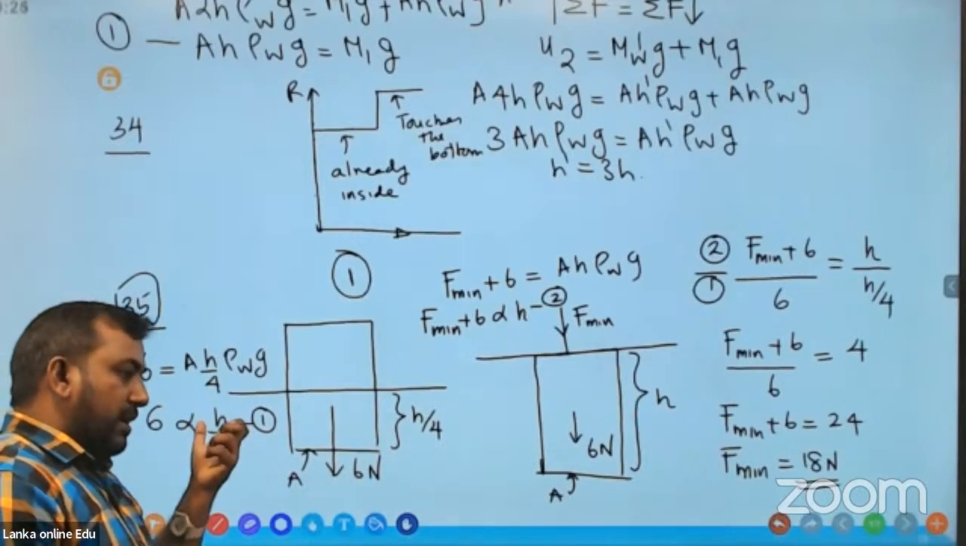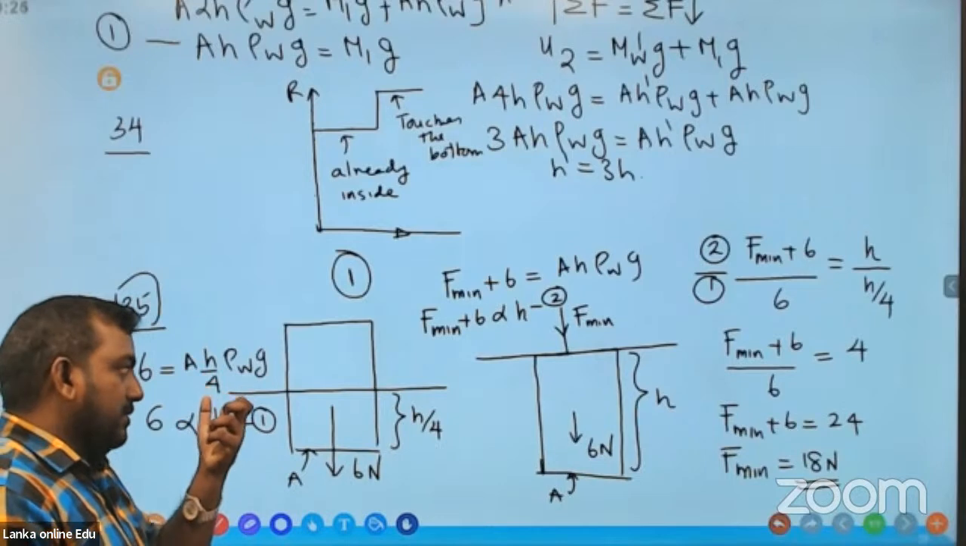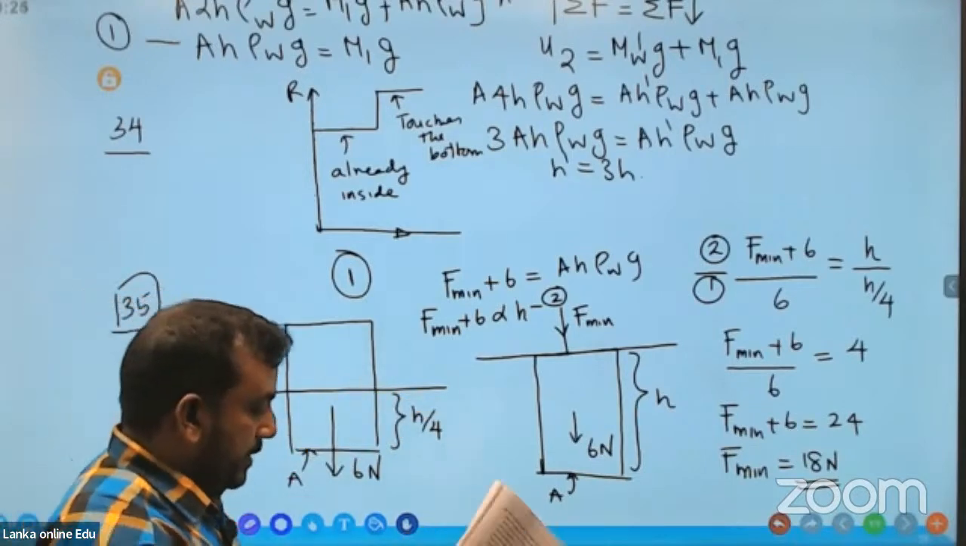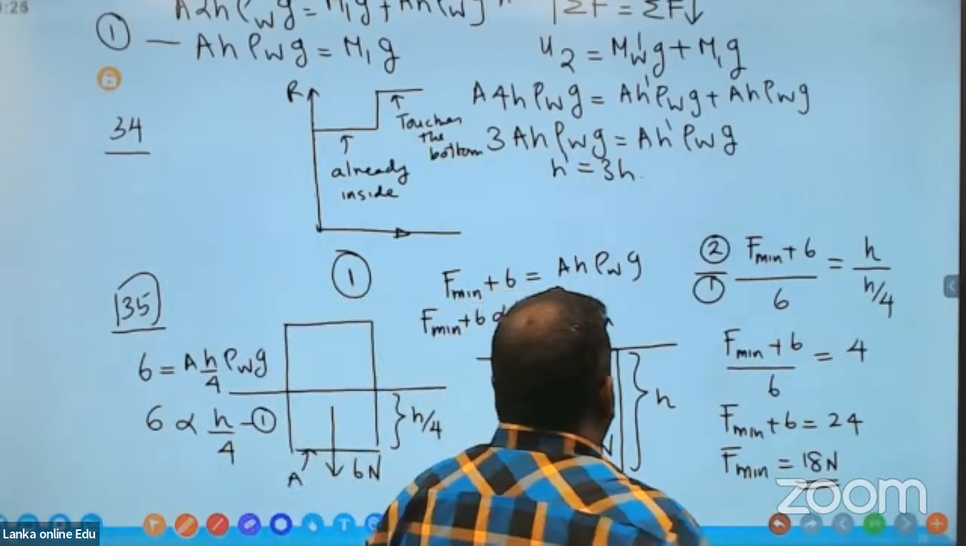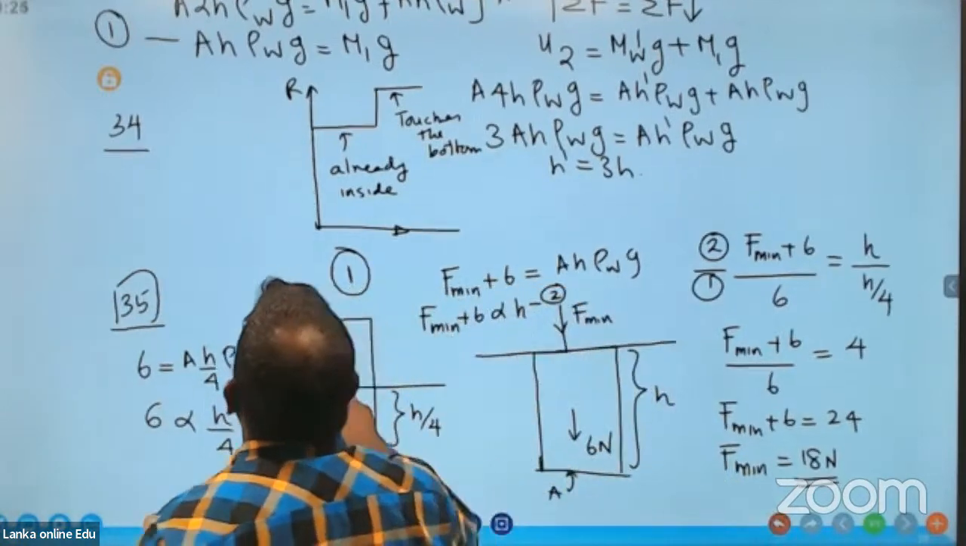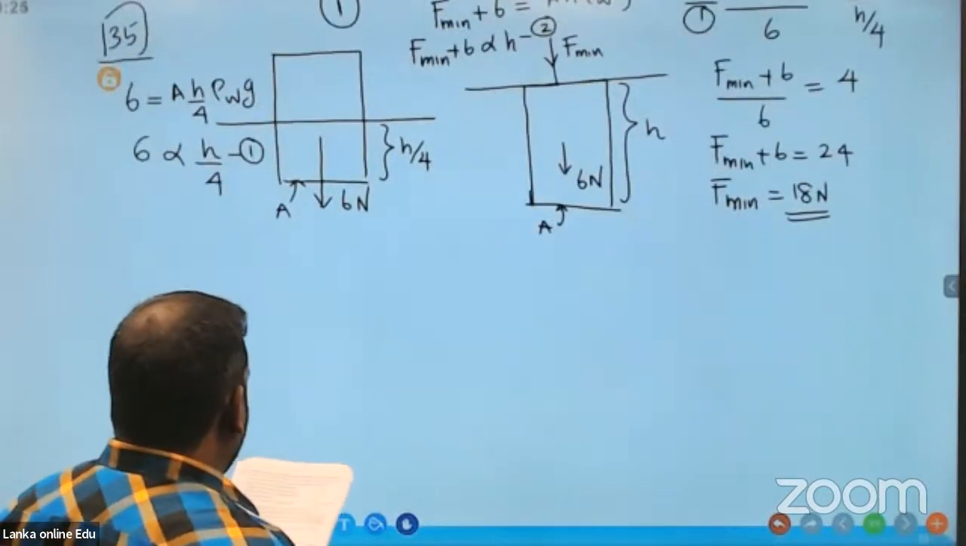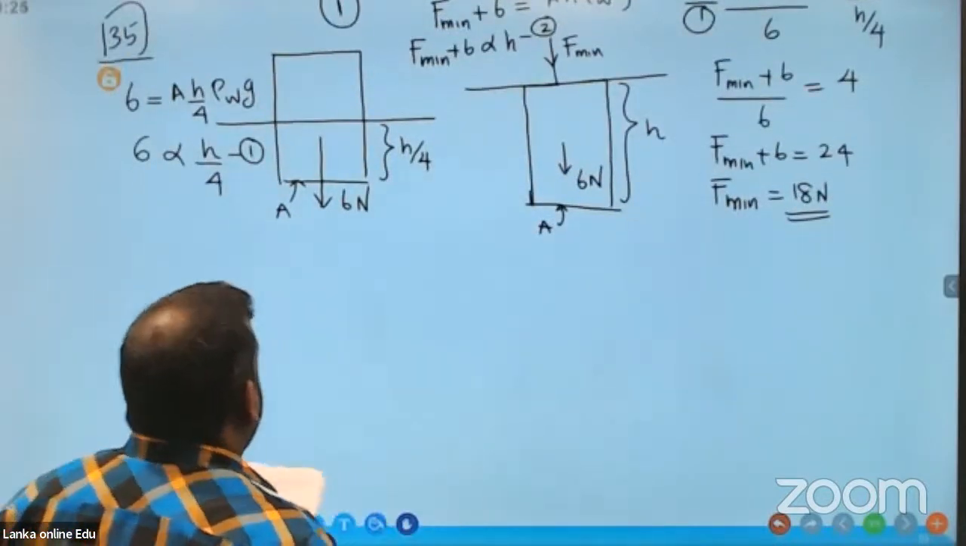To submerge fully means it should be 4 times more than this. 24. 6 is already there, 18. Okay, right. Next one. Next one. MCQ 37.